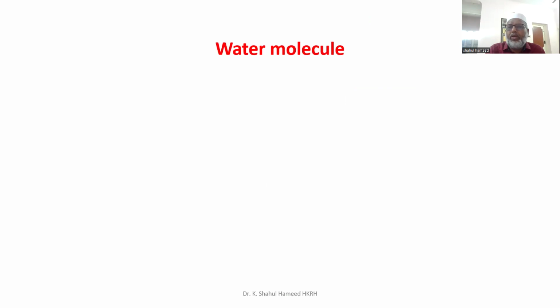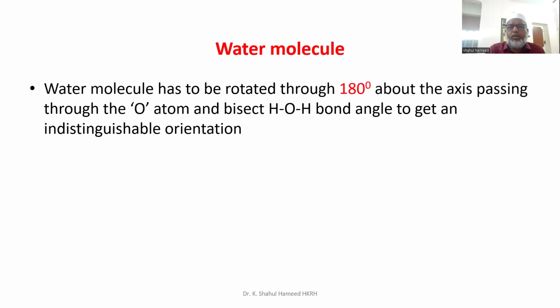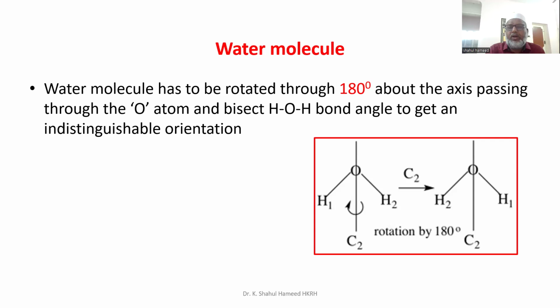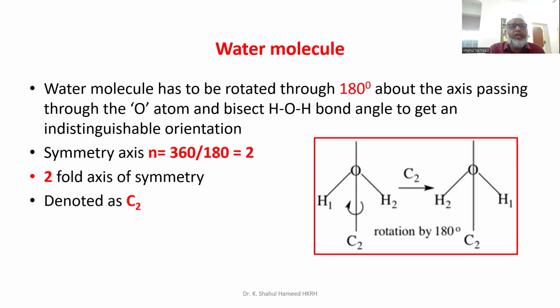Let us consider an example. Water molecule. Water molecule is rotated through 180 degree about the axis passing through the oxygen atom and bisecting the hydrogen, oxygen, hydrogen bond angle to get an indistinguishable structure. During the rotation, the positions of the hydrogen atoms are changed. We get an indistinguishable structure. For the symmetry axis, n is equal to 2, that is 360 divided by 180. This is called two-fold axis of symmetry. It is denoted as C2.